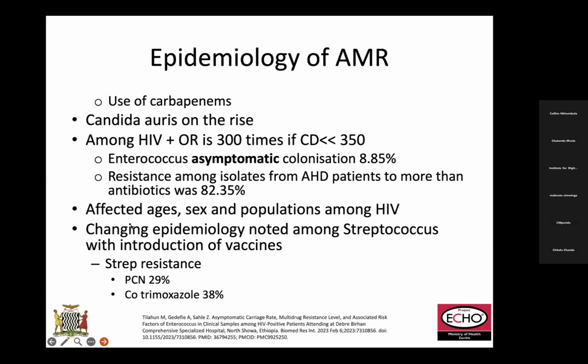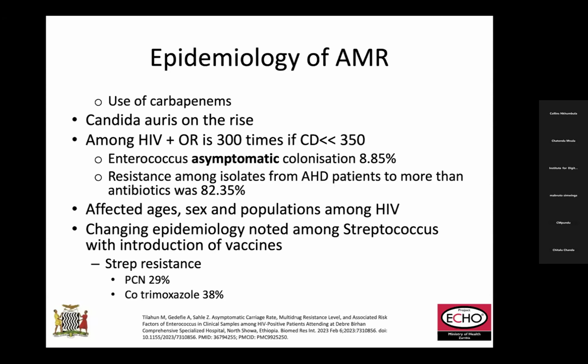Okay. If you come to fungal, there is a rise in the number of reports of Candida auris being reported around the world. And this has significance because it's quite a resistant organism. So when you think about somebody who's got low CD4s, the risk of asymptomatic colonization of other organisms like Enterococcus is way high, 300 times more than somebody who's got a much higher CD4.